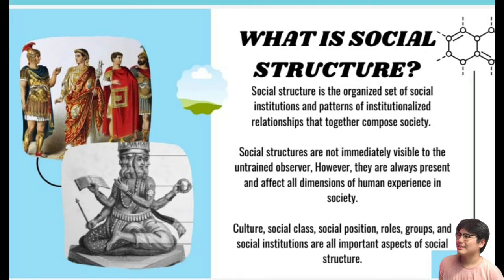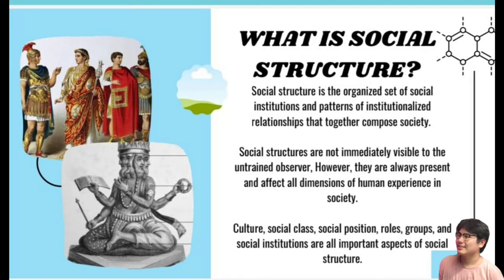Social structure is the organized set of social institutions and pattern of institutionalized relationships that together compose society. The untrained observer may not see social structures, but they are present and affect many aspects of human experience in society. Culture, social class, social position, role, group, and social institution are all important aspects of social structure.